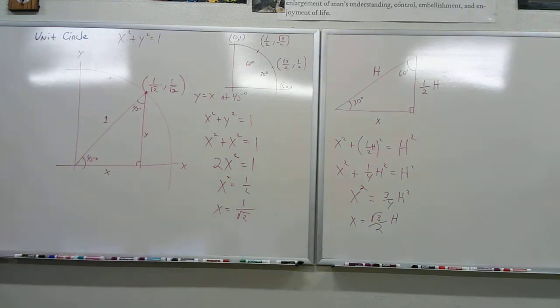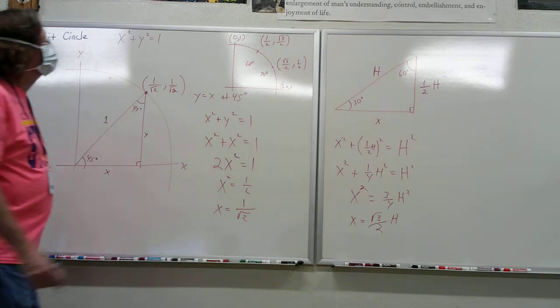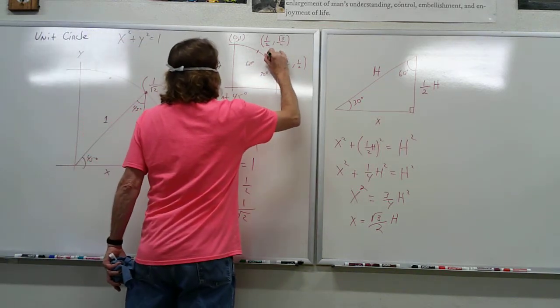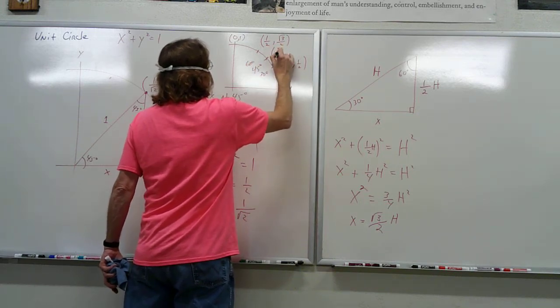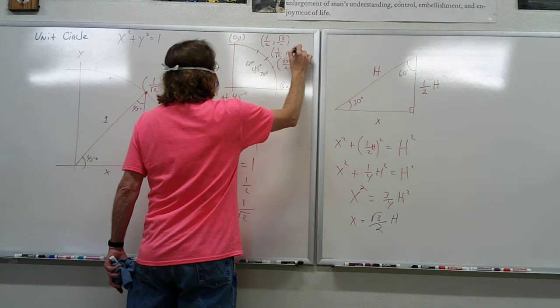Now here's the scary part. I do not require you to rationalize. Just leave it 1 over the square root of 2. Okay, we'll fit that right here at 45. 45 degrees, 1 over square root of 2, comma, 1 over square root of 2.